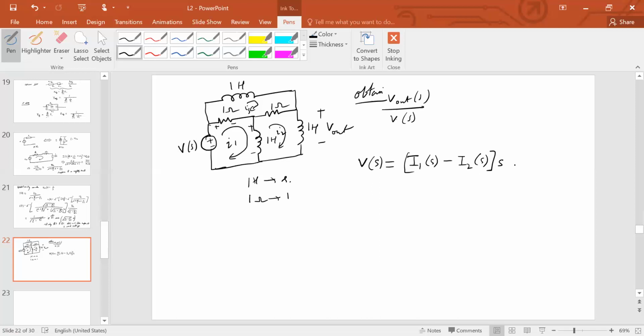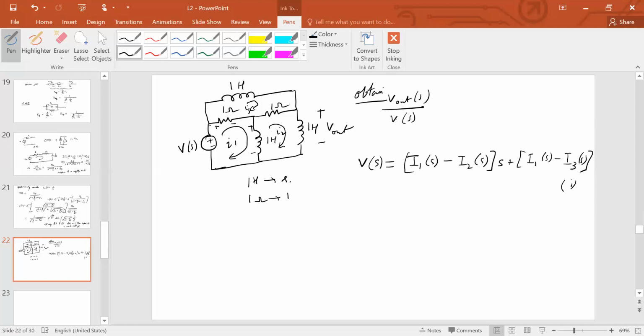So the second element is just a 1 ohm. So we are adding this plus. It's like force balance, like D'Alembert's principle we apply. So here also, this is now I1 of S minus I3 of S. All right, that's equation number 1.